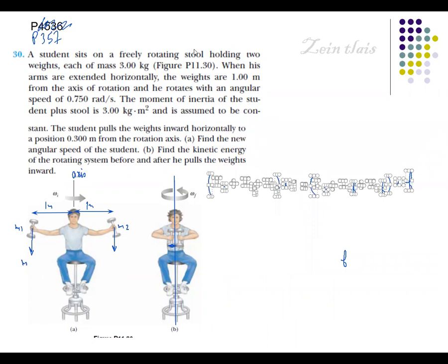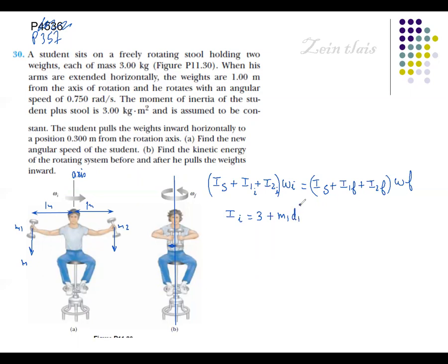Now, in the initial state, I initial equals I_S, which is equal to 3, plus I1 and I2. The axis is not passing through M1 and M2, so we don't have I_CM1 and I_CM2. We have only M1 D1 square plus M2 D2 square. And the same for the final state: I final equals I_S, which is 3, plus M1 D1 prime square plus M2 D2 prime square.